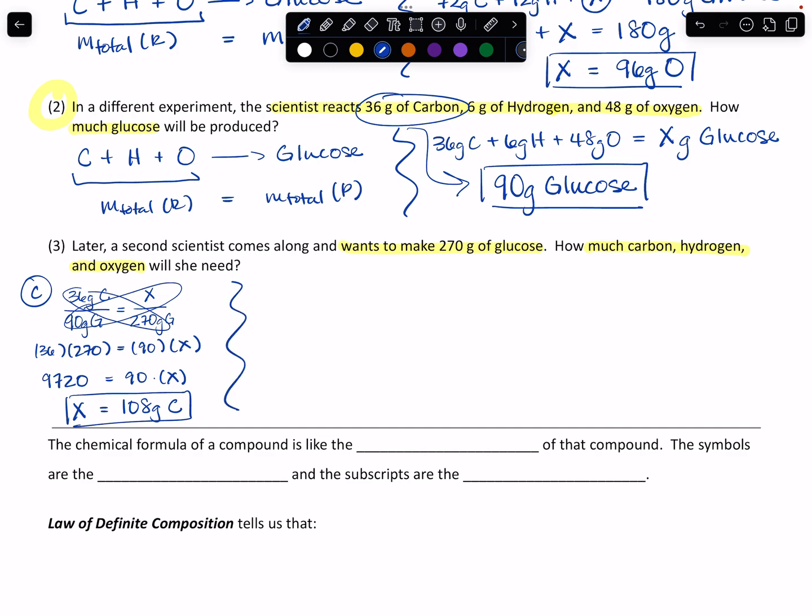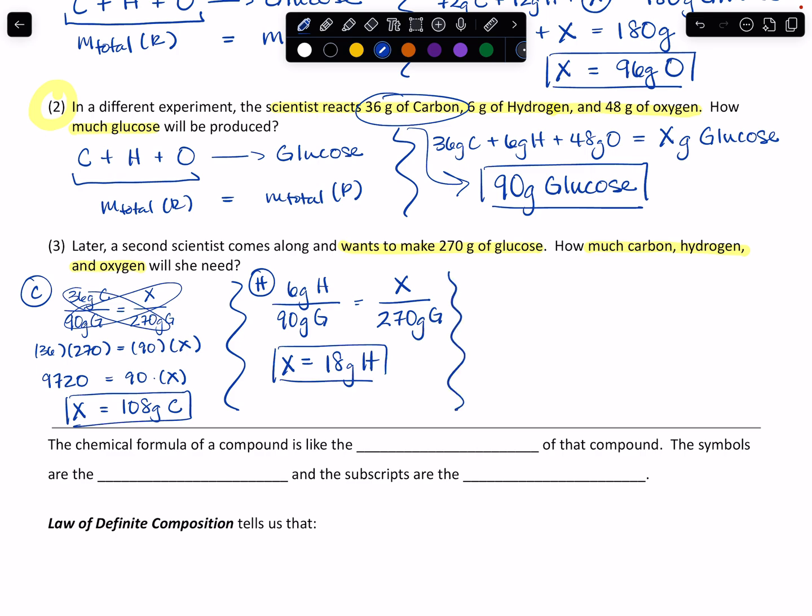Now I'm going to repeat, but I'm going to look at hydrogen this time. I have 6 grams of hydrogen for every 90 grams of glucose. So I can calculate the amount of hydrogen if I scale up to 270 grams of glucose. Again, I'm going to cross multiply. I'm not going to write all the math out this time, but I'm going to multiply 6 times 270 and then divide by 90. And I find that I'm going to need 18 grams of hydrogen if I want to make 270 grams of glucose.